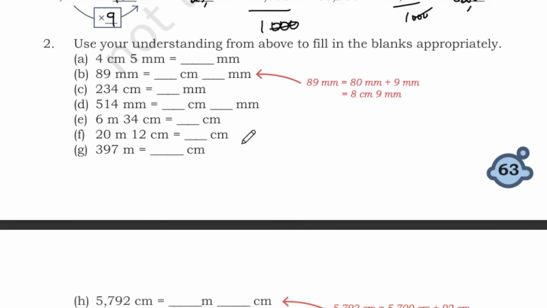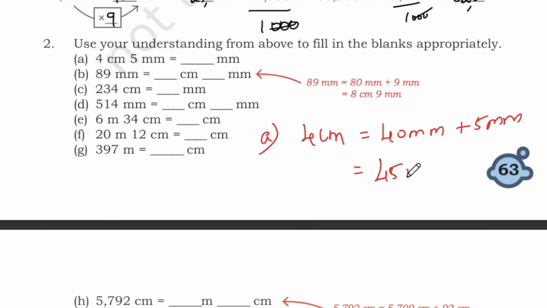All right, we will do it one by one, students. I'll do it step by step, okay, because this is an important question for your exam. So A, I'm doing it here. First one. So we have 4 centimeter. So 4 centimeter is also 40 millimeters. Okay, plus 5 millimeters we already have. So 5 millimeters. Okay, 40 plus 5 is 45 millimeter. Okay, so the answer is 45 millimeter.